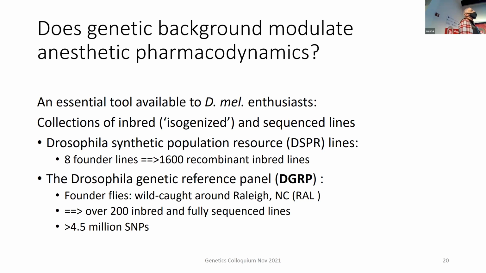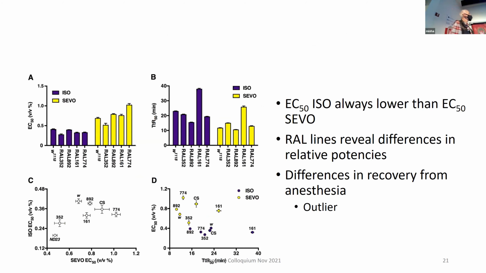The founder flies were caught out of the wild around Raleigh, North Carolina. And this is why they are identified with the prefix RAL. And by now there are over 200 inbred and fully sequenced fly lines and over 4.5 million SNPs identified. Now, the important thing is that this is caught from the wild. So these are variations in the genetic background which are available in nature. They are not mutants. They just have it. And so now let's have a look at what we found with them.